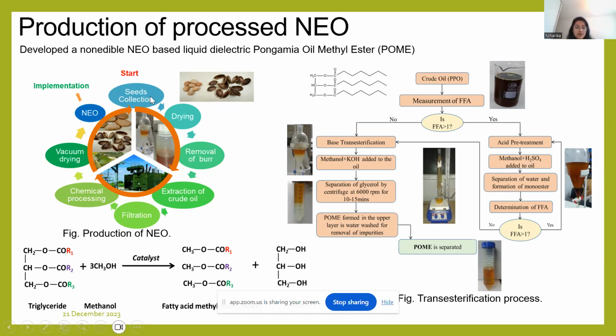First we go about the seed collection, then there's the drying process, then removal of the bark, then extraction of the crude oil. From here we need to do the filtration, the chemical processing, and vacuum drying, and then we obtain the natural ester oil, which is in the form of fatty acid methyl ester.